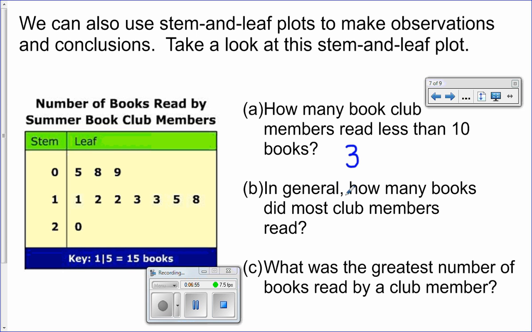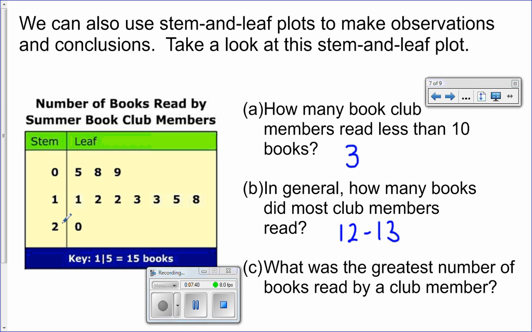Okay, question B. In general, how many books did most club members read? And this is where we need to have leaves repeated. So in this case, in the 1 stem, we can see that there were a couple of 12s and a couple of 13s. So in general, most club members read between 12 and 13 books.